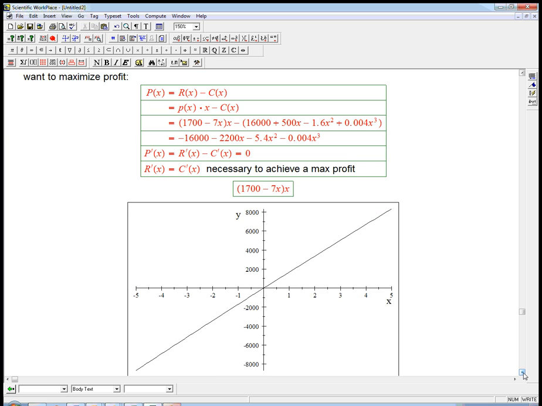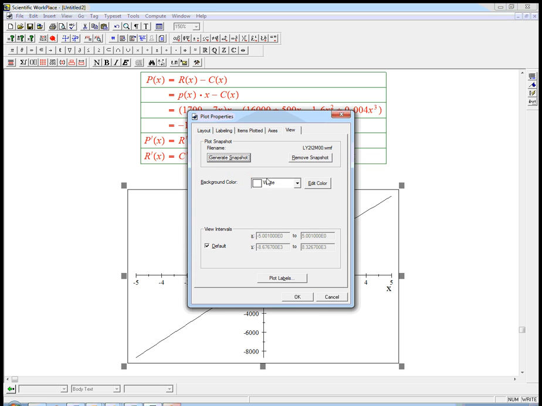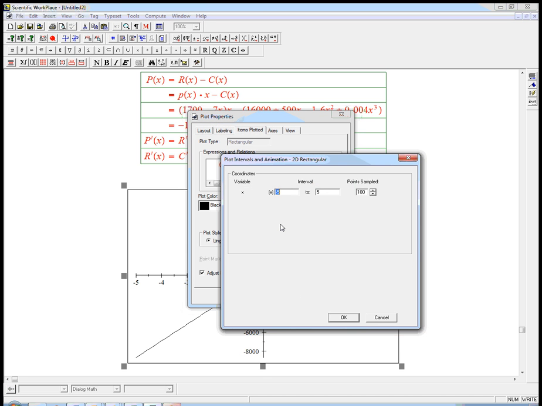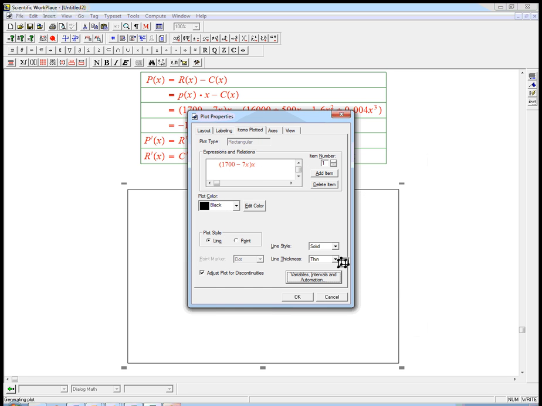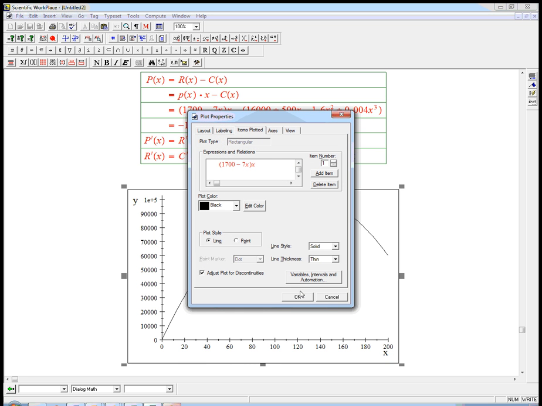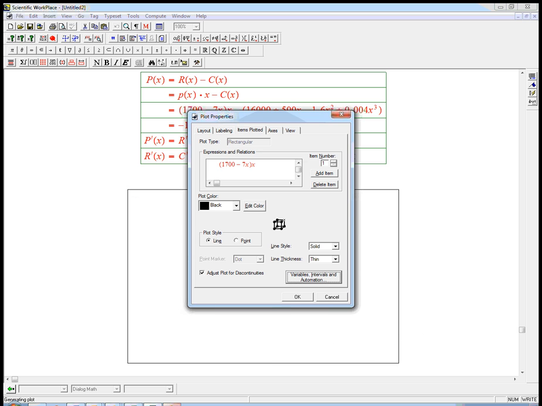Let's see. Now we need a domain that's better. This is a parabola. It shouldn't look like a straight line. Well, that's because I don't have a domain that's big enough. So let's just take it out. Let's maybe take, we don't need 0. We don't need negative, because we can't produce a negative number of things. Okay, so there we go. Oh, let's even take it a little further. I thought 200 would be enough, but not really. Let's do 300. That should be enough.